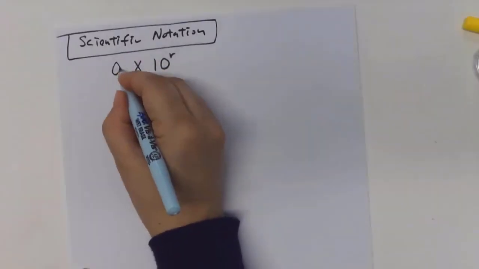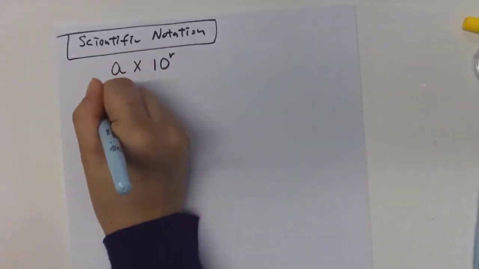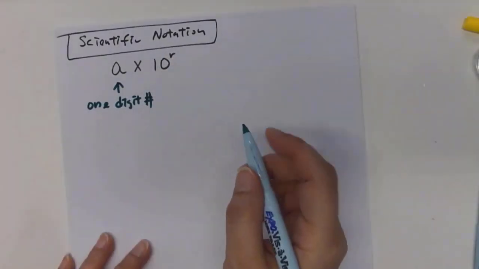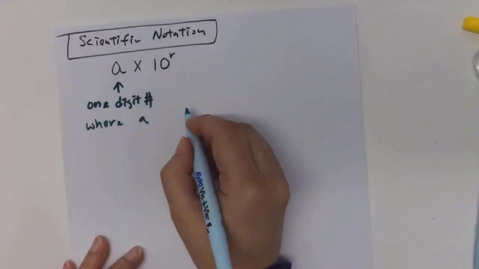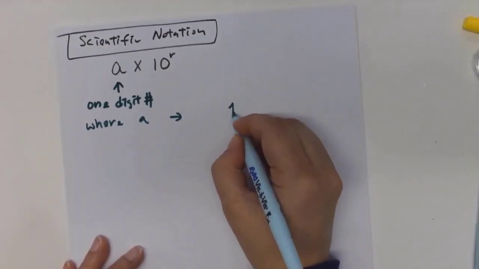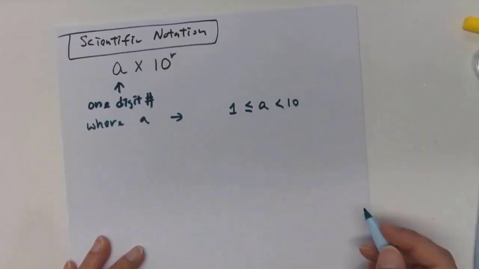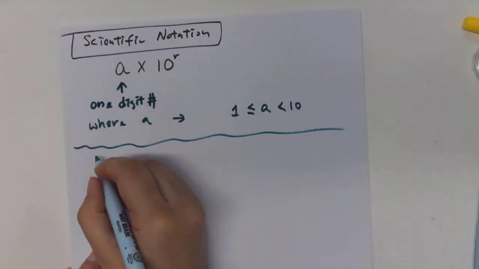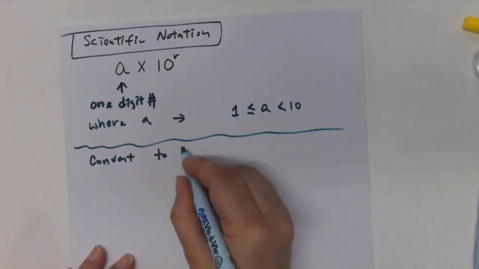There is a number here, and this number needs to be a one-digit number, meaning it should be between what and what? 1 and, can it be 10? No, it needs to be smaller than 10, right? It needs to be between 1, it can be 1, but it needs to be smaller than 10. So it could be 9.99999, but not 10. You can have questions that ask you to convert to scientific notation.